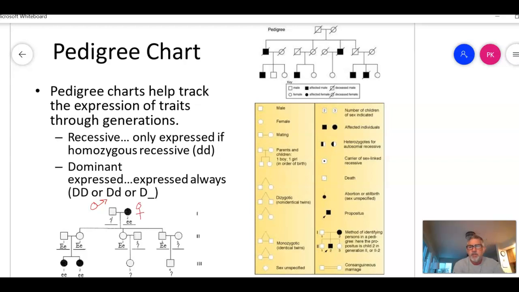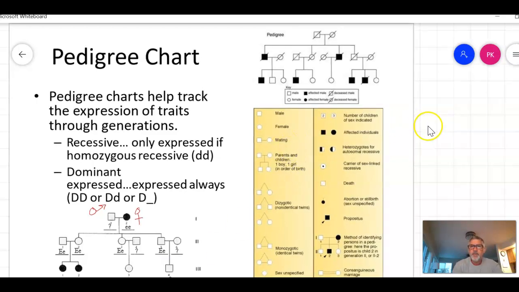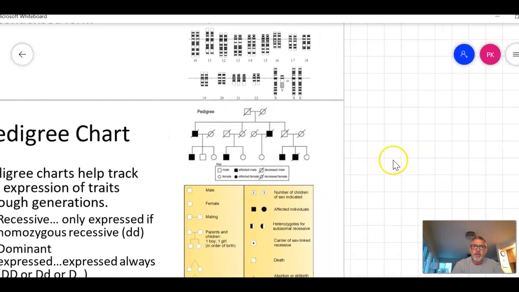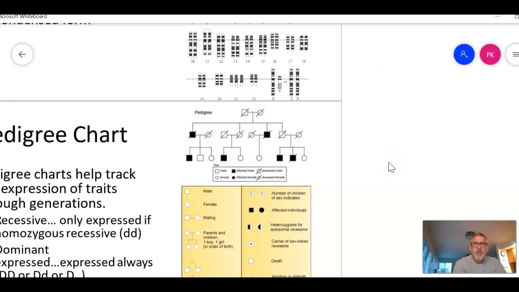The line between them shows reproduction, and the vertical line is your descendant line, okay? And then the horizontal line after that will be where we have our siblings, our children. So if we look at this top pedigree, a couple things we notice. This is generation 1, and this is generation 2, and generation 3.